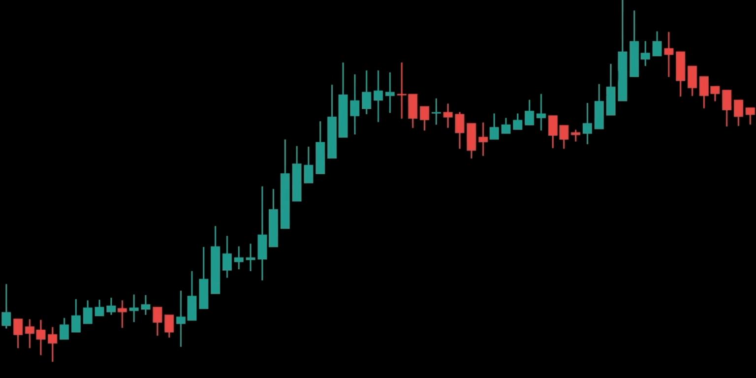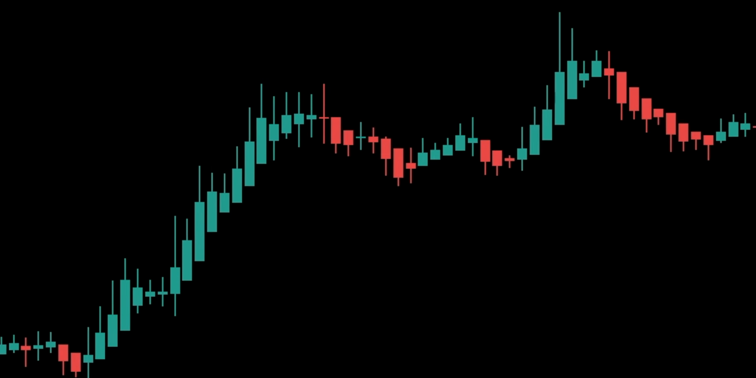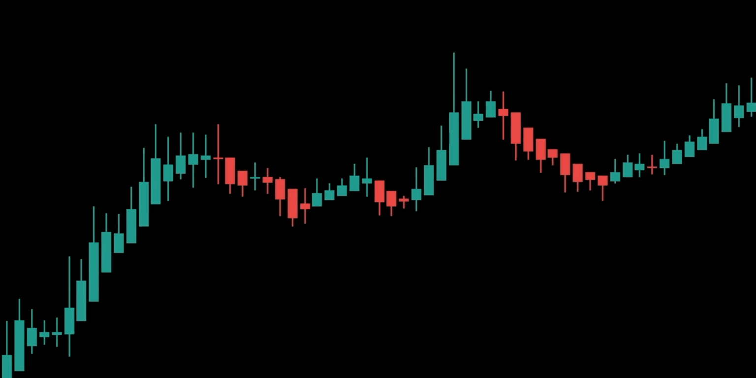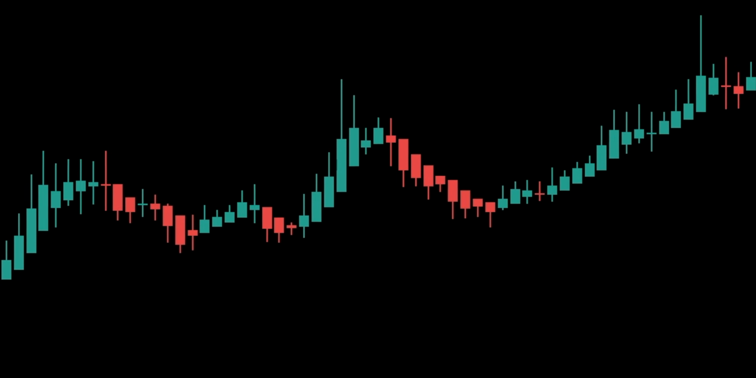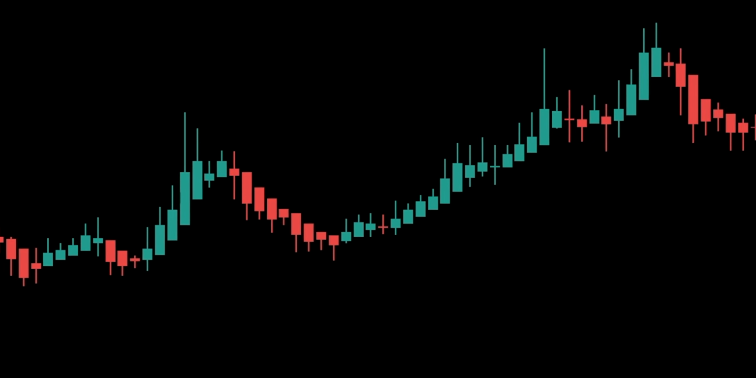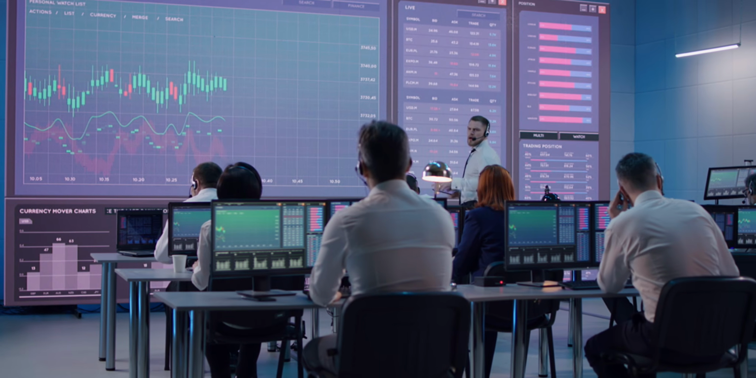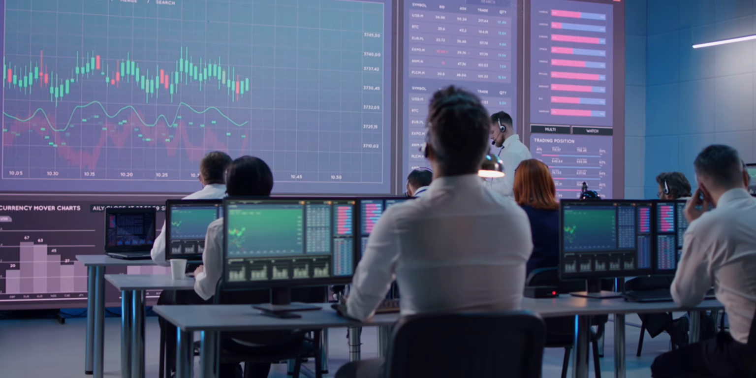Heiken Ashi candlesticks are so popular among new and professional traders. Everyone loves them, and there is a strong reason for that. They filter out a lot of market noise so that the price chart can look much cleaner. However, only a small percentage of traders know how to utilize Heiken Ashi properly.